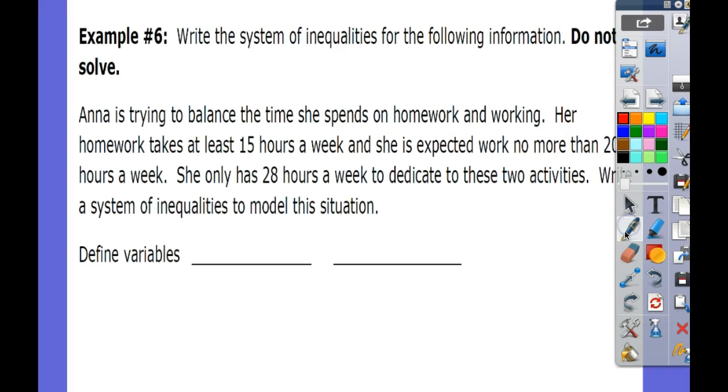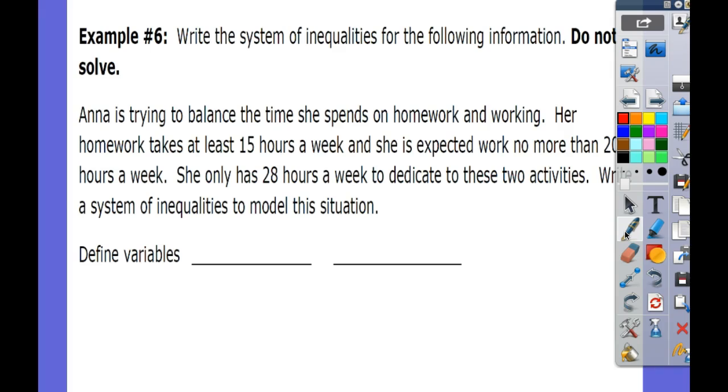Would you please skip over to problem number 6, example number 6? Did you know I hate word problems as much as you do? I really don't like them. I especially don't like inequality ones. So let's try to figure this out.